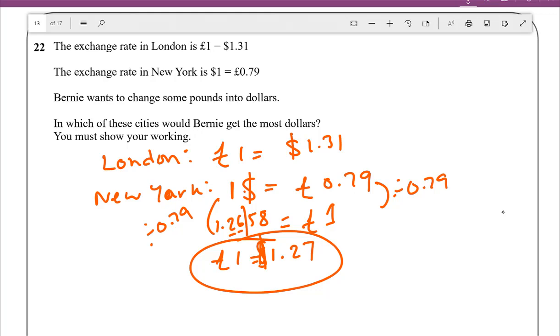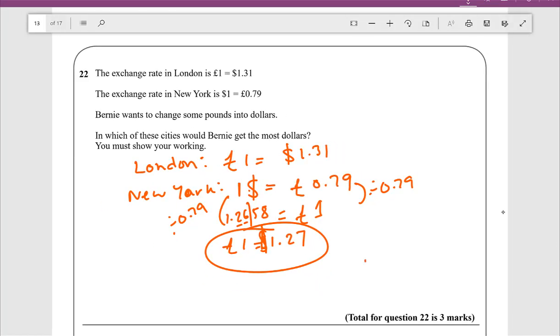So clearly we can see London. If Bernie goes to London, he will get a better value. So the answer is London. And that's the answer.